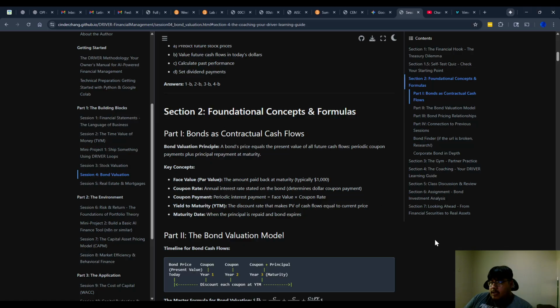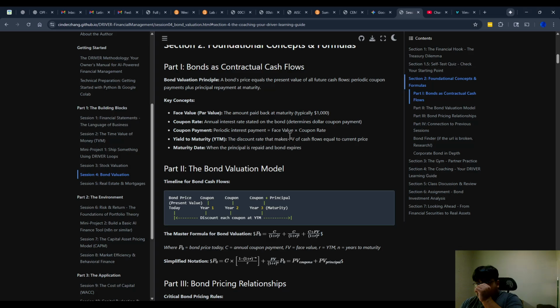Bonds as contractual cash flows. So bond valuation principle: a bond's price equals the present value of all future cash flows. Periodic coupon payments plus principal repayment at maturity. And here are some key concepts that we talked about. So the face value, or the par value, is the amount paid back at maturity, typically $1,000.